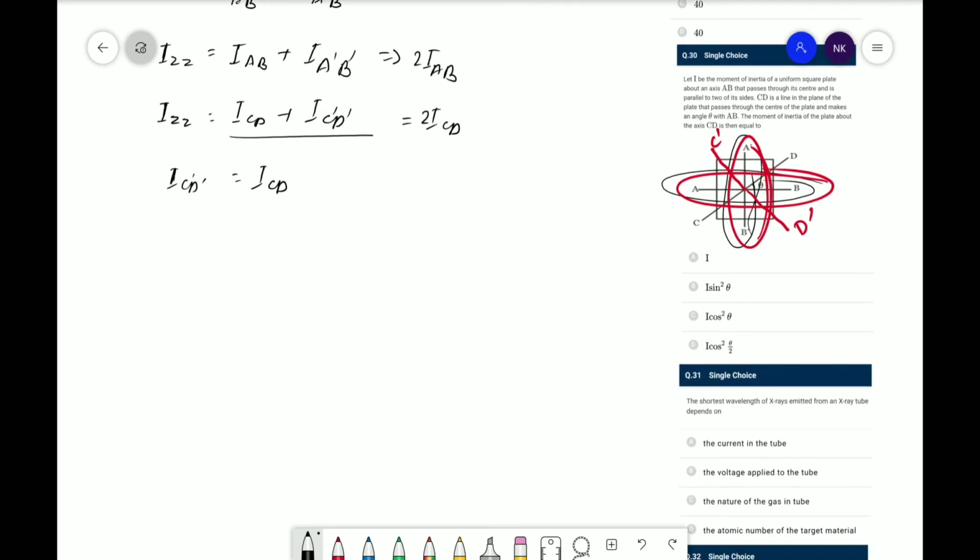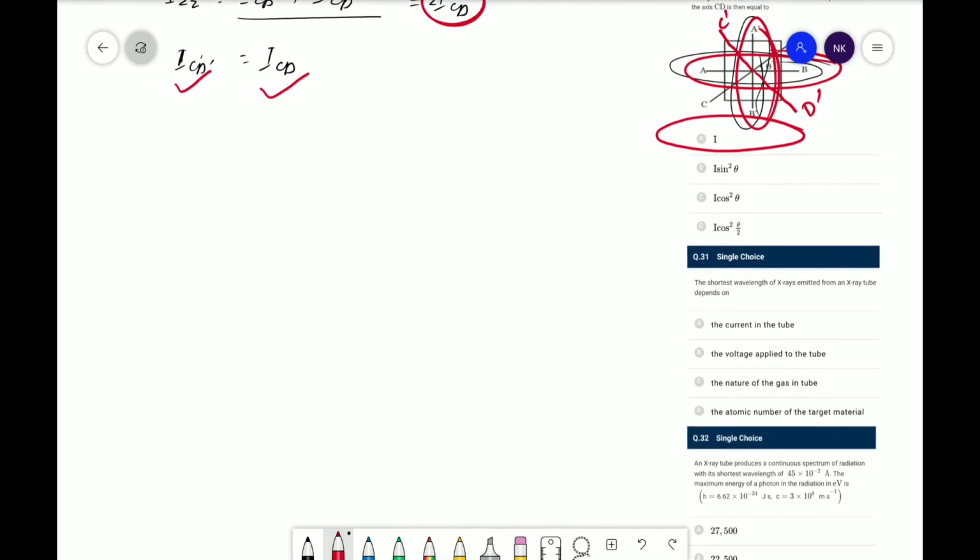Hence, there is no change in the moment of inertia. Initially the moment of inertia was I. Therefore, the final moment of inertia along ICD or IC dash D dash will be equal to 2 ICD, which is equal to 2 IAB. Hence, the moment of inertia remains the same. Therefore, the correct answer is A.